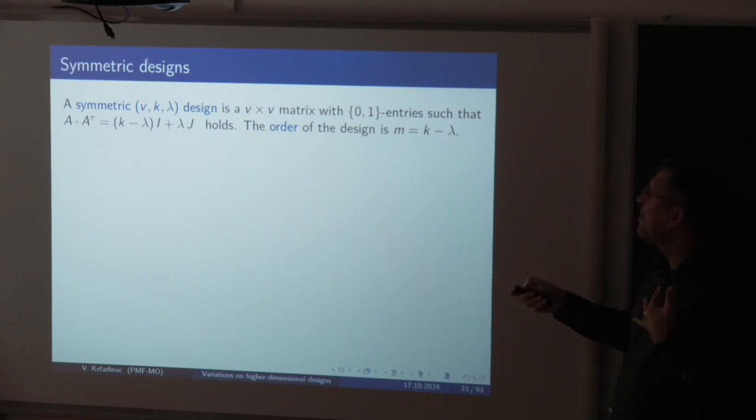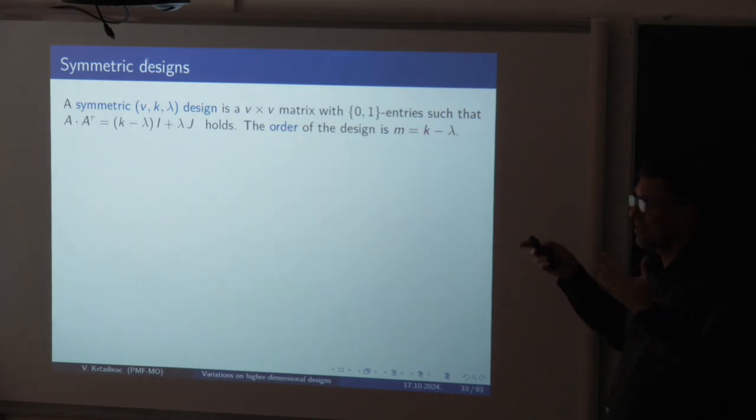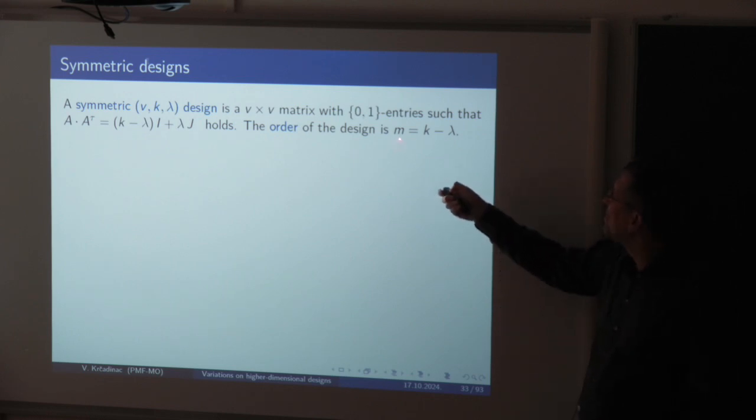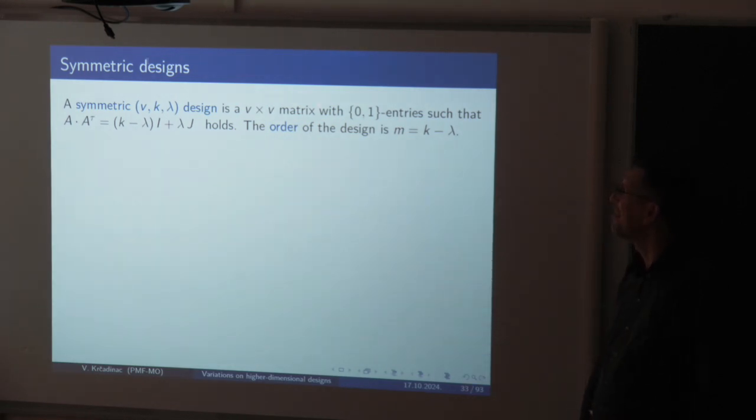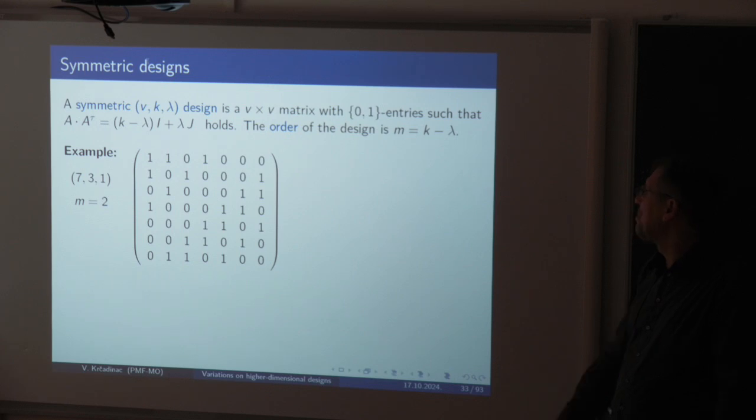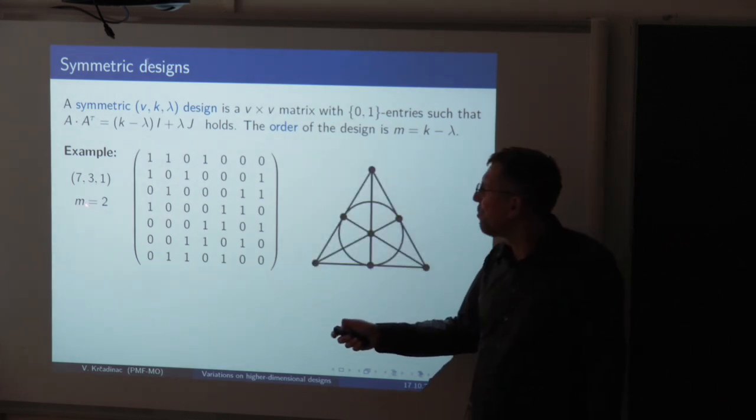The customary order of the matrix is not V, but K minus lambda. This is in design theory. And the customary letter is usually n, but n is going to be the dimension for this talk, so I'm going to write m for the order. Now, here's the smallest non-trivial example, a (7, 3, 1) design. Of course, it's just the incidence matrix of the Fano plane, of the projective plane of order 2.